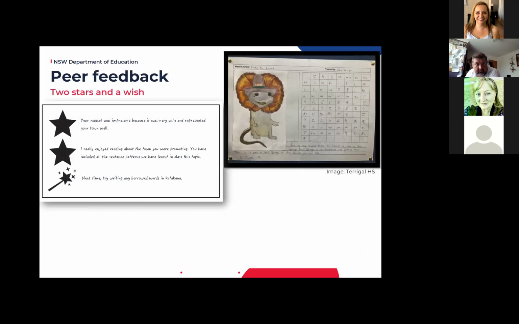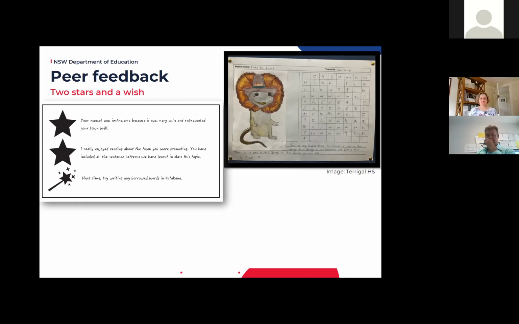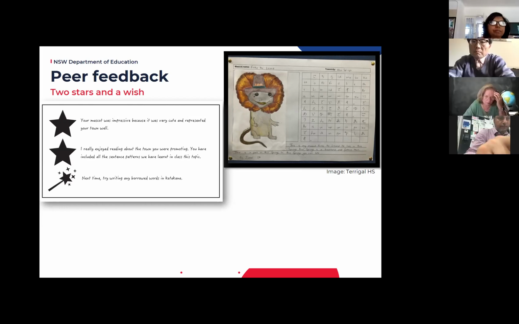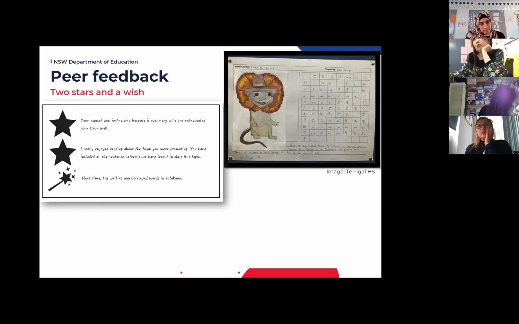Two stars and a wish is an easy formative assessment strategy to implement in the classroom for those students new to peer feedback. Students are given a slip of paper with a picture of two stars and a wand. Next to the stars, students write a positive aspect of their peers' work, and next to the wand, they provide one constructive comment, a wish, about what the peer might do next time in order to improve another aspect of their work.